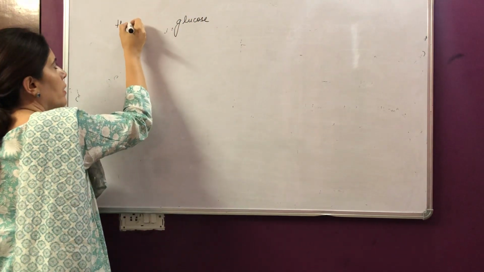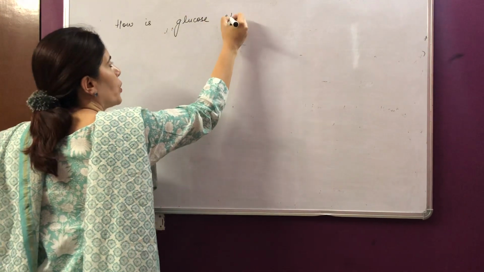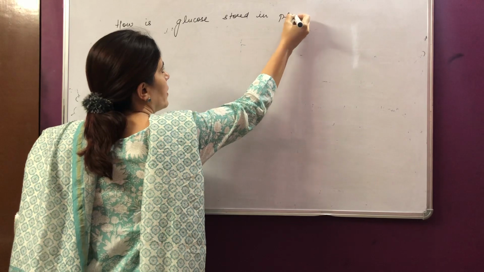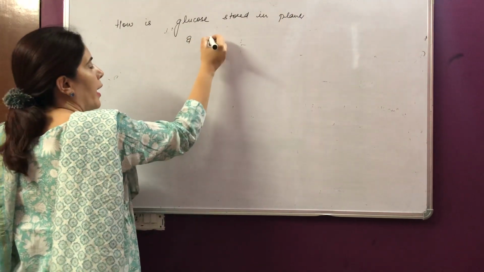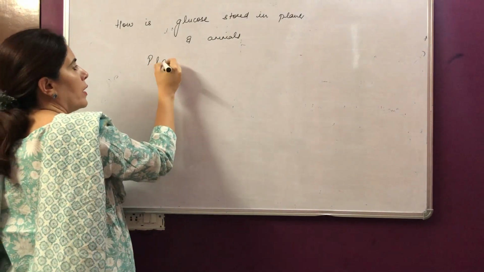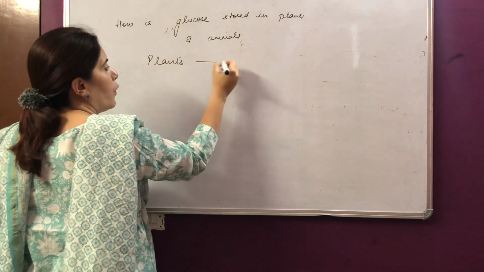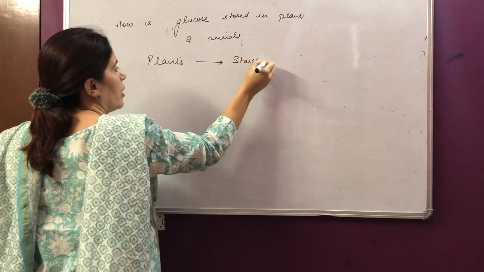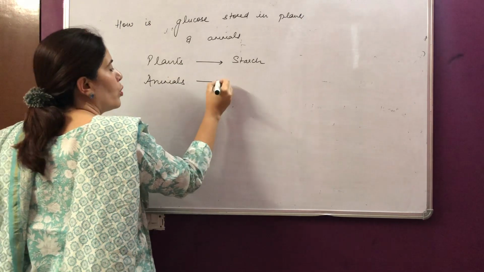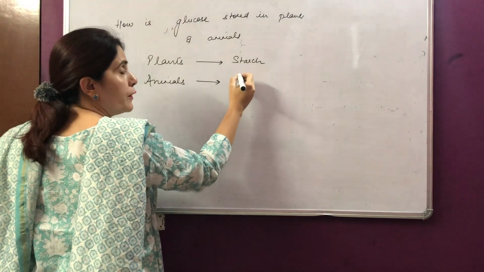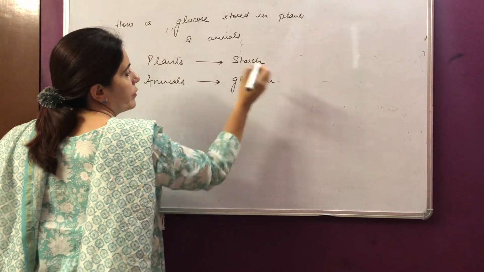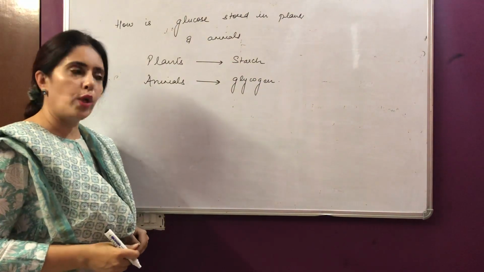How is glucose stored in plants and animals? Right? So, in plants, the glucose is stored in the form of starch, whereas in animals, the glucose is stored in the form of glycogen. So is it clear to all?